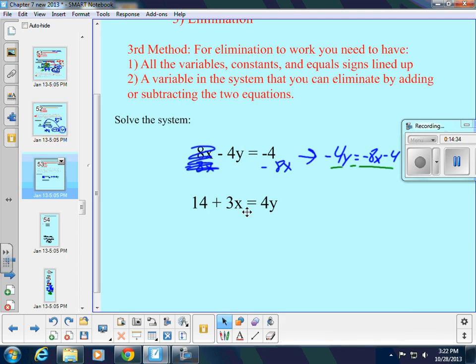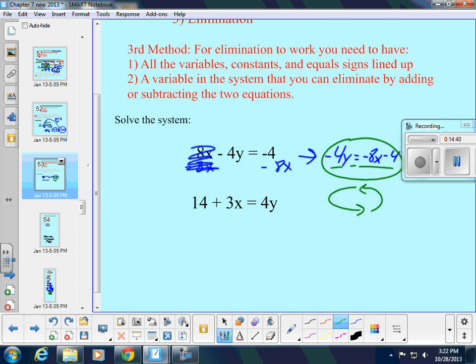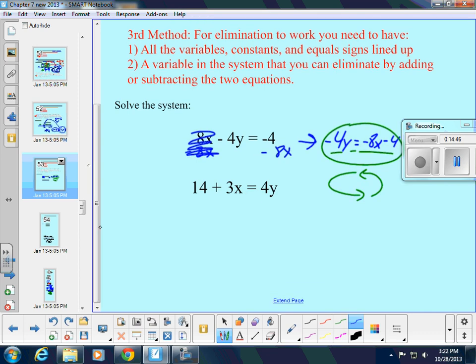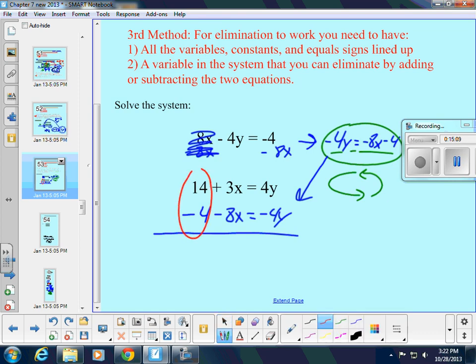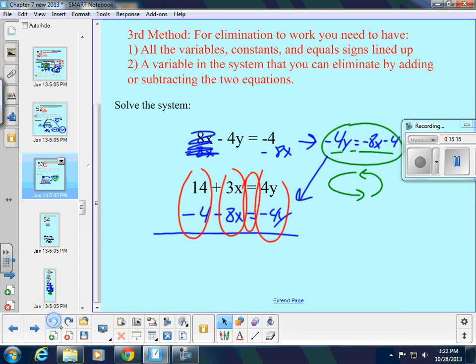So I'm going to take this equation now, and I'm just going to kind of turn it around as well, so I can get the x term on the other side. So now if I turn it around, I could write it like this: negative 4 minus 8x equals negative 4y. And so that's just that same equation, just kind of flipped around, as I said there, but it is actually the exact same equation. I just kind of changed the order a little bit to help myself out. Now that I've got it set up, I've got the constants lined up, the x terms lined up, the y terms lined up, the equal signs lined up. Now I can use elimination. So now it's set up correctly.